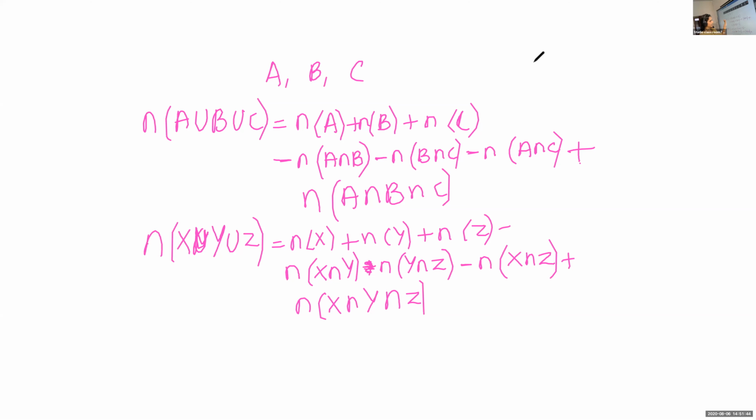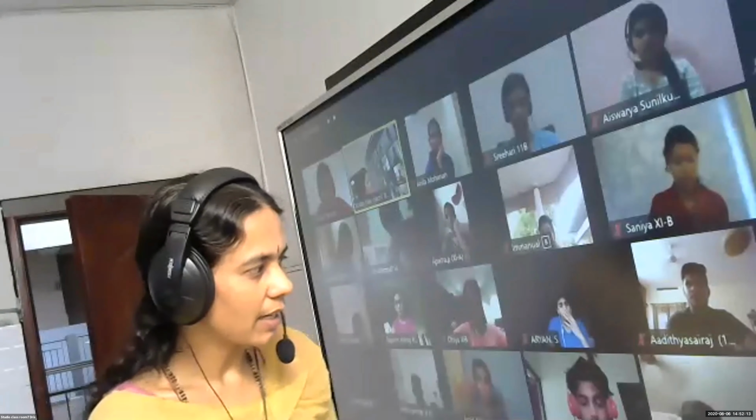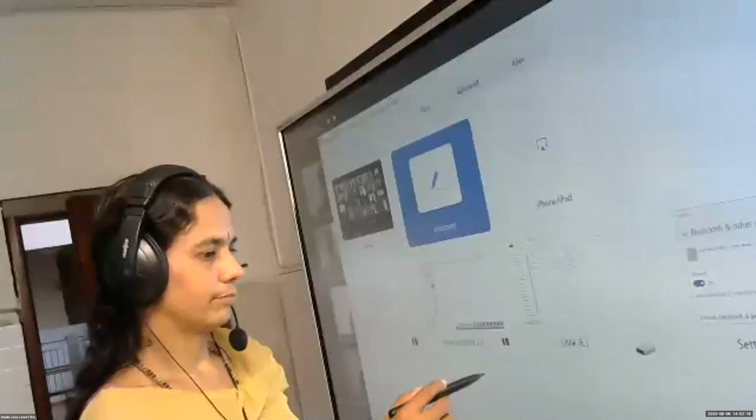And if there are 3 sets, n of A plus n of B plus n of C minus n of A intersection B minus n of B intersection C minus n of A intersection C plus, keep it in mind, here it is plus n of A intersection B intersection C. So now let us use this formula and solve some questions based on this one.